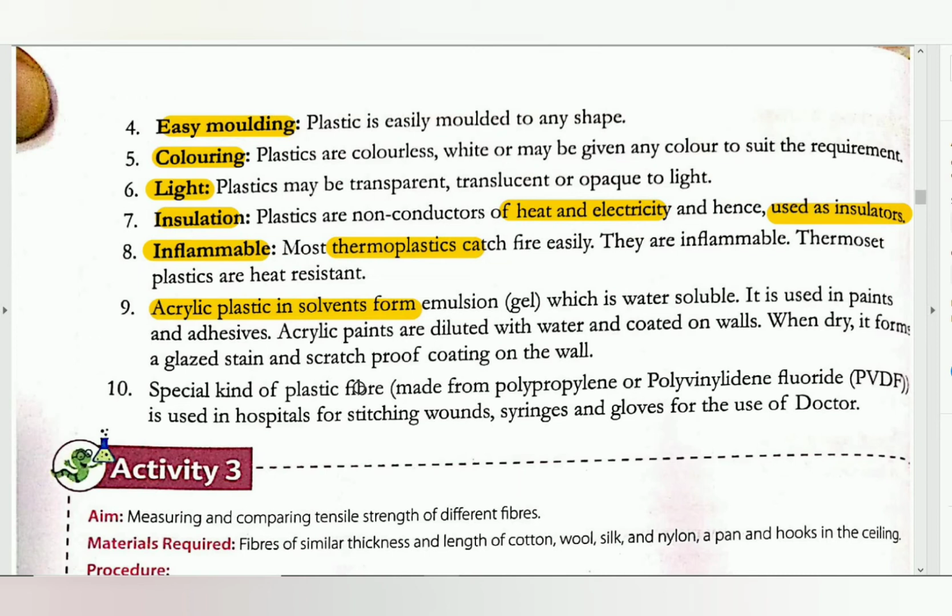Next, a special kind of fiber is made from plastic. Alright, like the syringe doctors use, which is made up of polyvinylidene chloride.